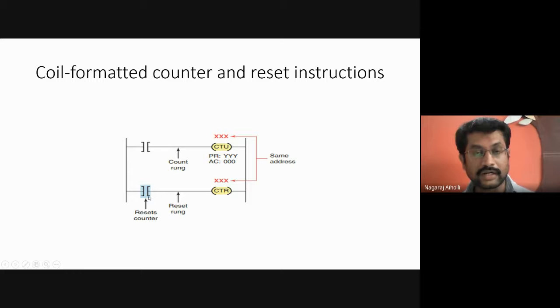As I close this reset contact, the reset rung will become true, and the counter reset instruction is executed. When this reset counter instruction is executed, whatever accumulated value is there will become 0. With the help of the reset instruction, the accumulated count, whatever it is, is reset to 0. Okay, this is the coil formatted counter and the reset instruction. We have not yet gone through the block format.